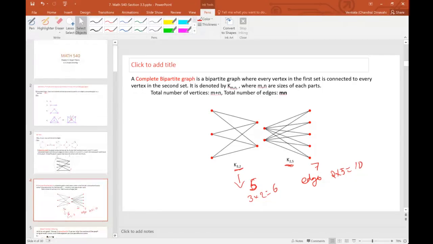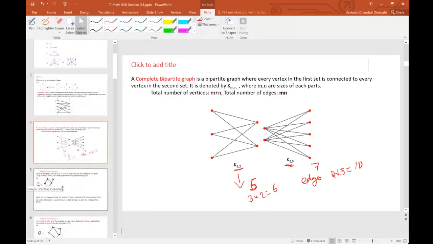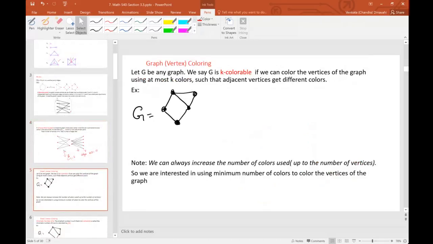Graph coloring, or vertex coloring. Okay, let us go to this. Take any graph. This is the graph I drew, so it doesn't matter. What is the meaning of this graph is k-colorable? That means I can color the vertices using at most k colors.